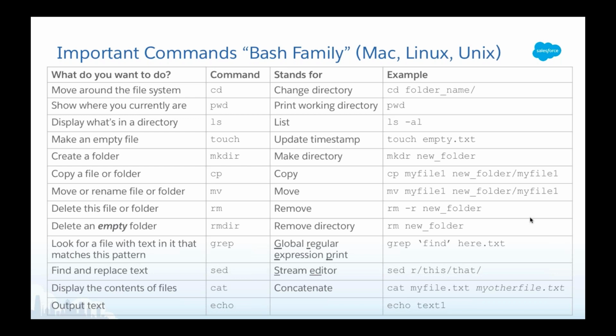So moving around the file system: cd, change directory. pwd, print the working directory, shows where you are right now. ls displays what's in a directory. You'll notice I've given some examples here on the right. Notice that some of these commands actually have parameters as well, like ls -al. In this case, it's show me all and show me the list view, I believe. Long. Show me the long view.